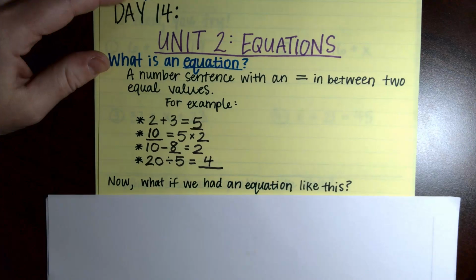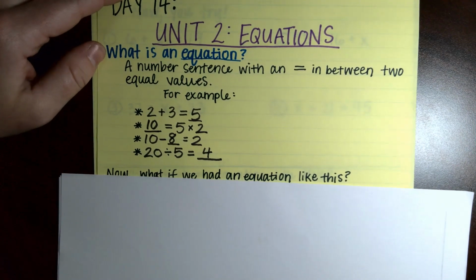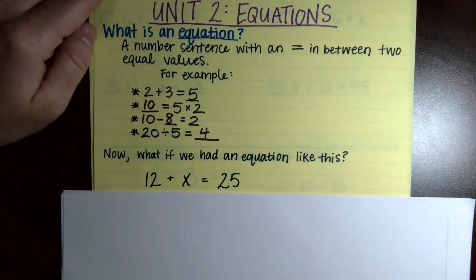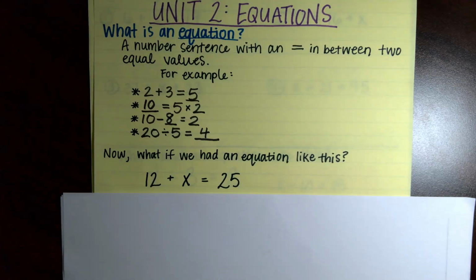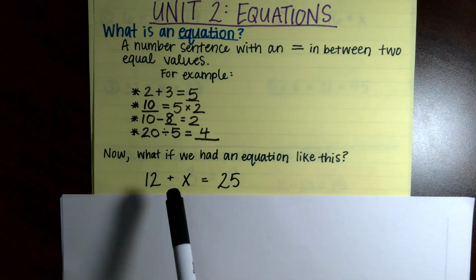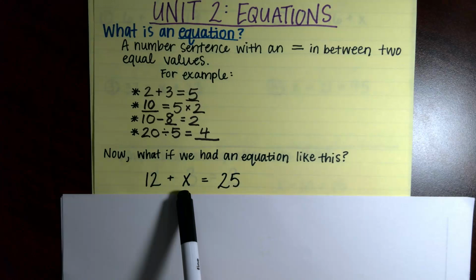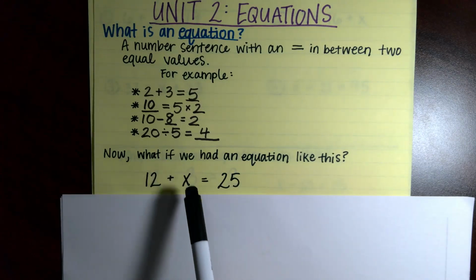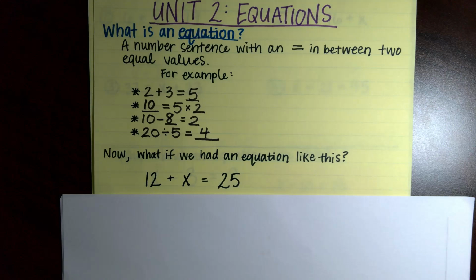Now, what if we had something a little different? What if we had an equation like this? 12 plus x equals 25. First of all, whenever we see something like an x in a math problem or in an equation, what do we know about this x? It's a number, but we don't know what it is. Yes, it's just a number. It's a number that we don't know the value of just yet.